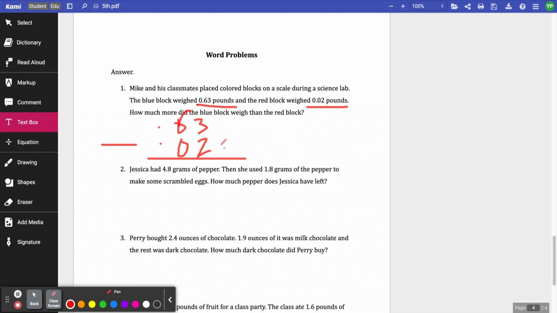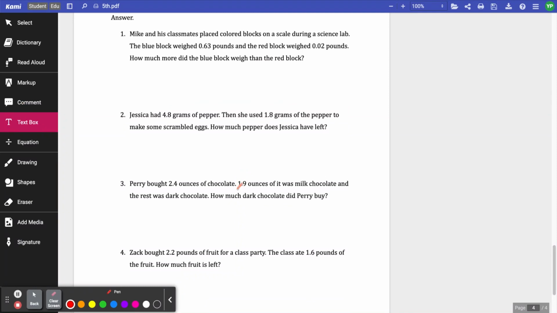And line up the decimals. So it's going to be 3 minus 2 equals 1. 6 minus 0 equals 6. And then you bring down the decimal. So for number 1, you would put 0.61 pounds. And let's just do one last one.